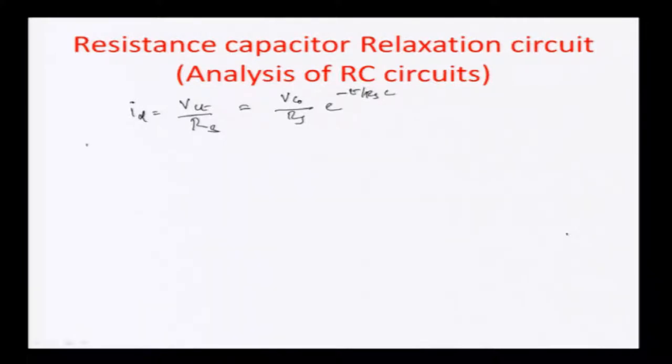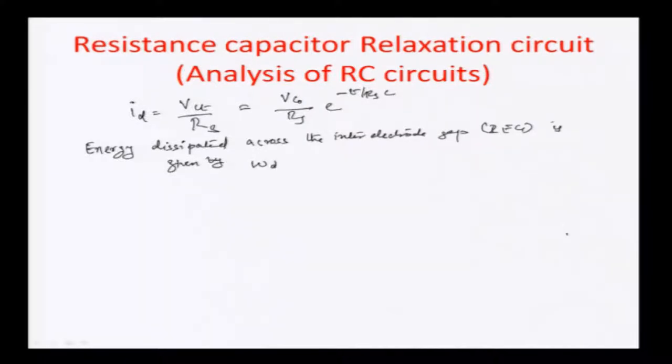So the energy dissipated across the inter-electrode gap is given by half C V square, and in this case the V corresponds to the breakdown voltage of the medium, we call it VB. And so WD, the total amount of energy dissipated across the gap, is half C VB square. VB is the breakdown voltage.